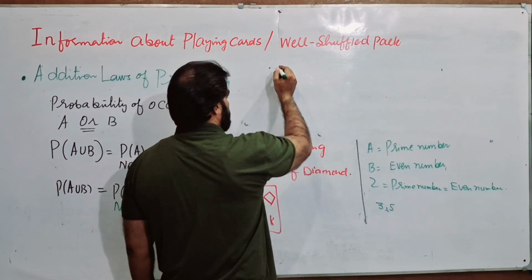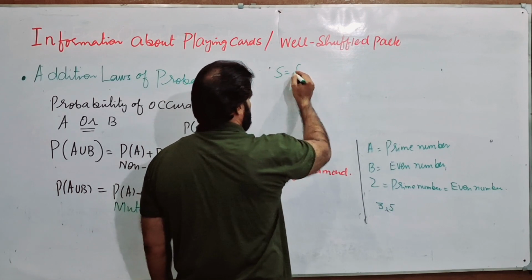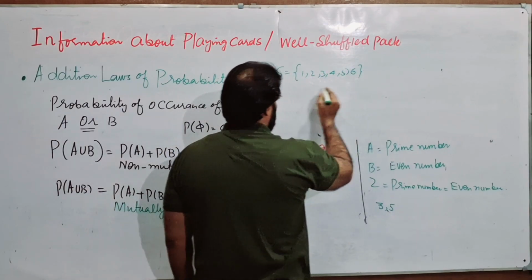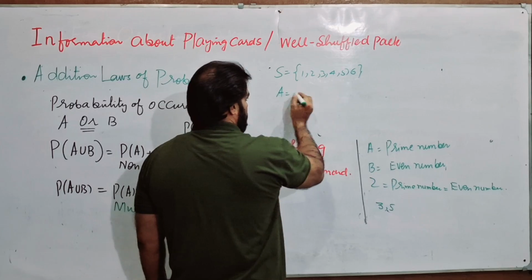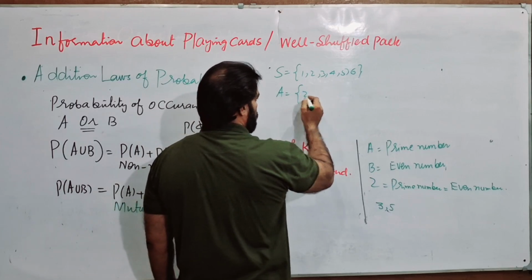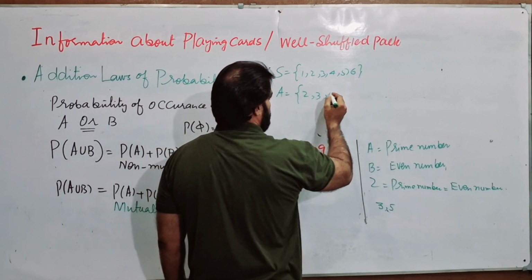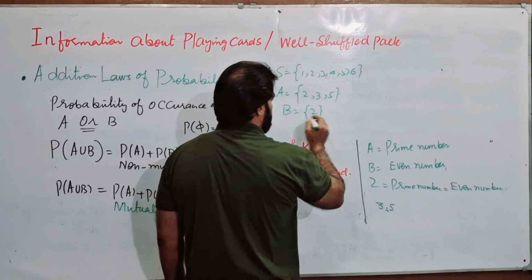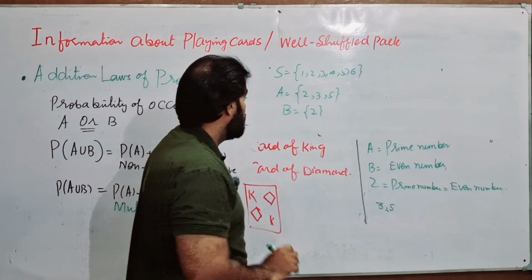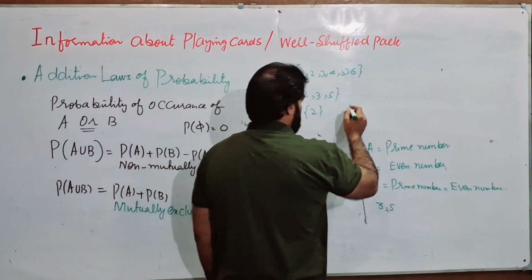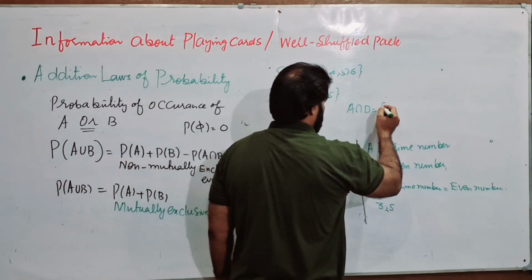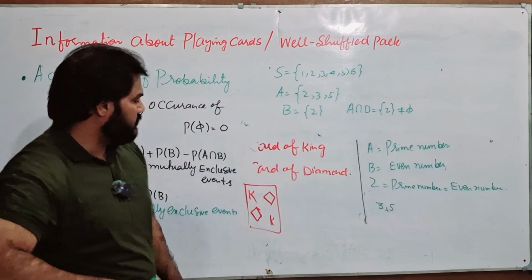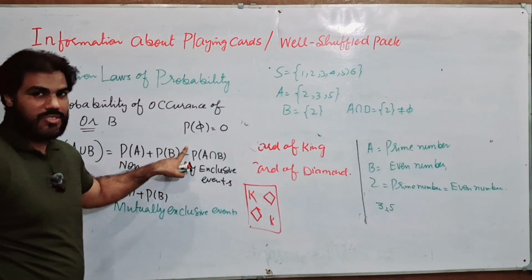When we throw a die, the total outcomes are 6: 1, 2, 3, 4, 5, 6. A represents prime numbers. Now prime numbers are 2, 3, 5. B represents even numbers. There is only a single prime that is even. So the intersection is 2. Is there an intersection? Yes. A intersection B is equal to 2. That is non-empty. This shows we will use the above formula because the intersection exists here.